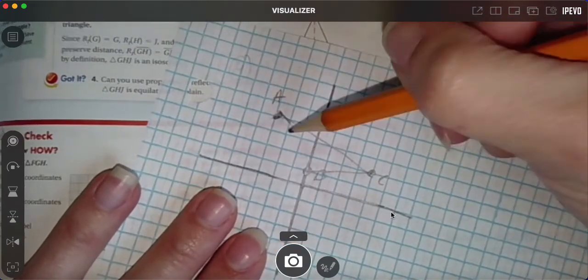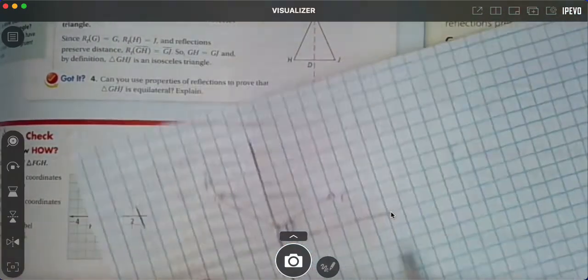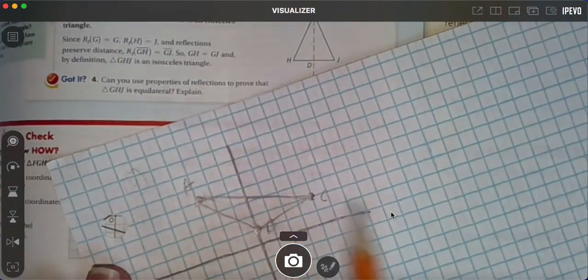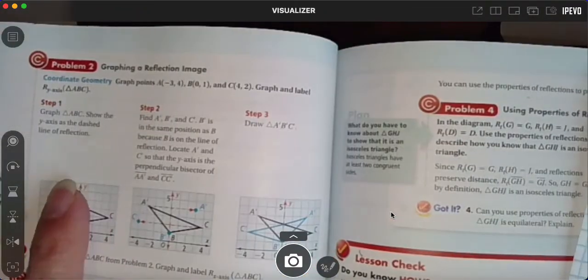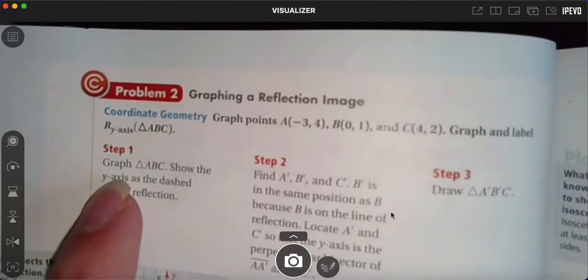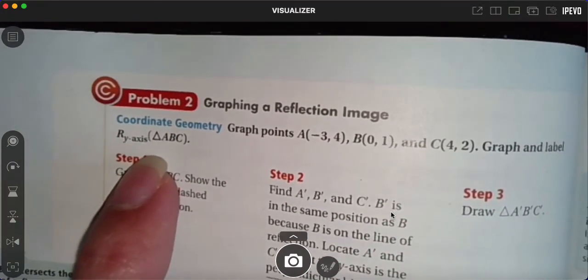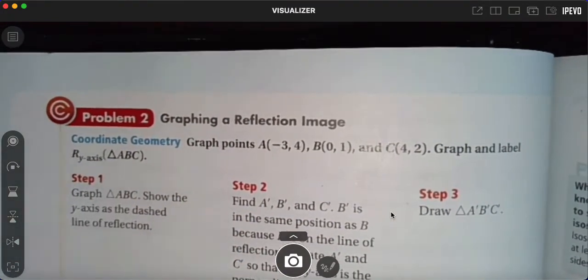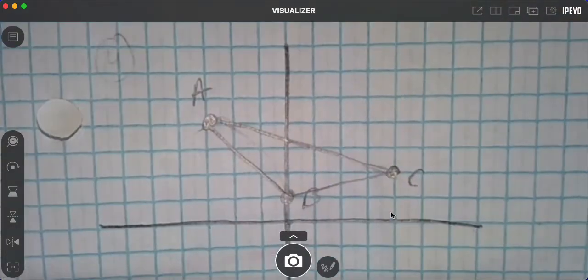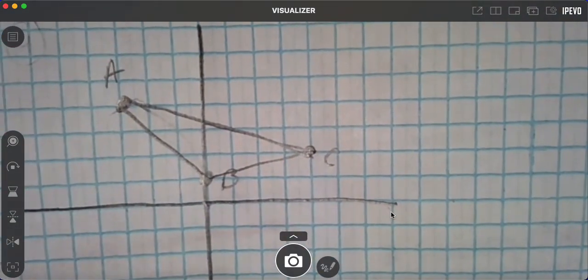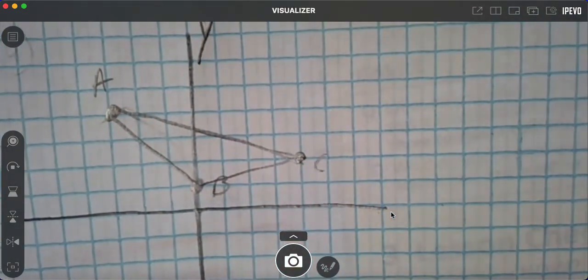I'm terrible at drawing. There. Okay, there's my triangle. It's a little bit better. Now, it tells me, I'm going to show you what it says so you can see. It says we are reflecting it across the y-axis. So that means I'm going to take each of these points and reflect them over this y-axis.